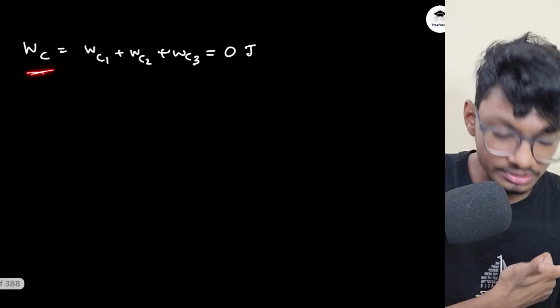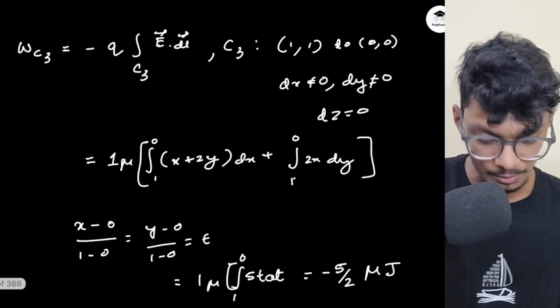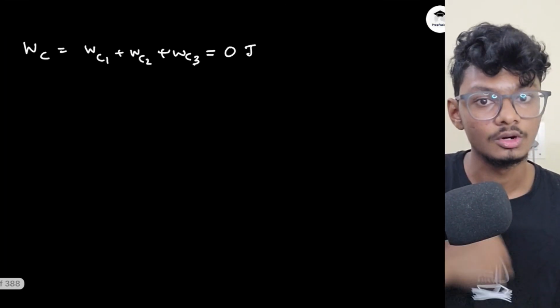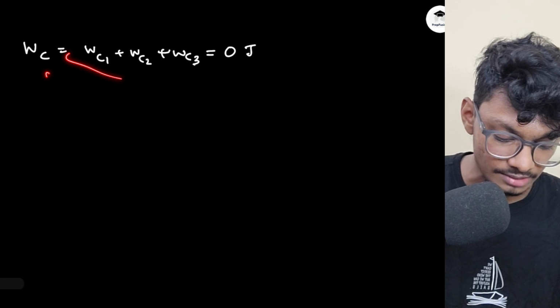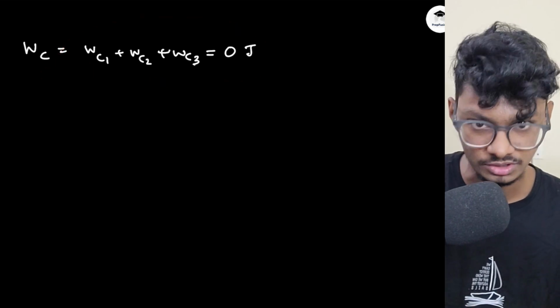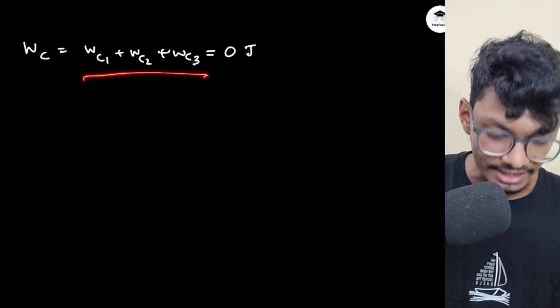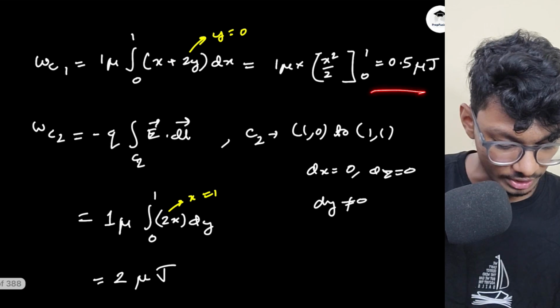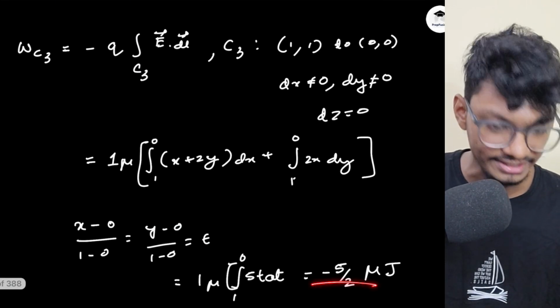Now if I add, what will be the total work done? Like individual path of work I have computed. What will be the total work done? Total work done will be the scalar sum of all the individual work done. If I add all this through, what will happen? This is 0.5, this is 2.5, minus 2.5.